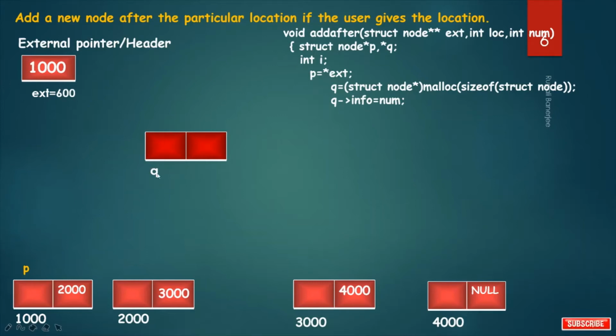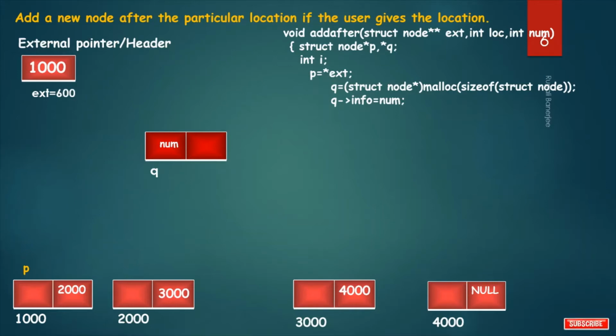Okay. Now what is q arrow info? Q arrow info is this num. So q arrow info is num. Now in our linked list there are 4 nodes. But if I want to add our new node after node 7, then it is impossible because there are less number of nodes. Then this should be one condition.